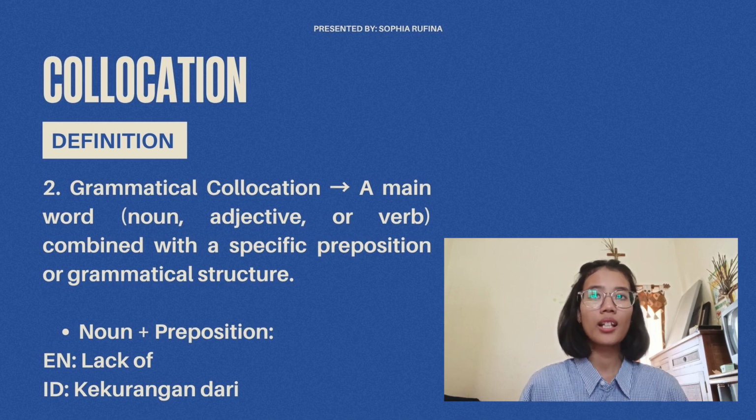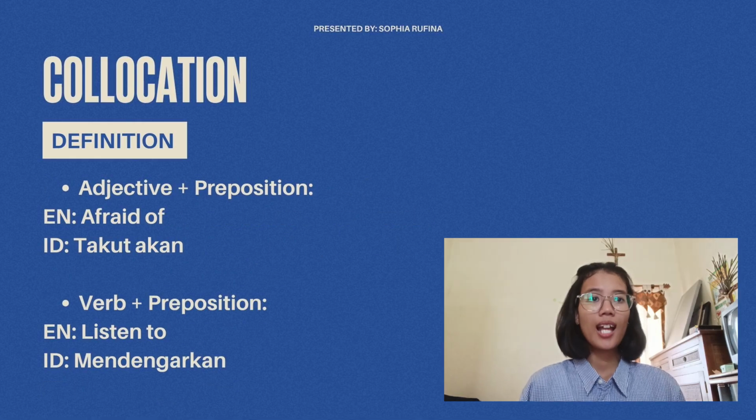For example, noun plus preposition combination. In English, we say lack of. When translated into Indonesian, it naturally becomes kekurangan dari. Next, adjective plus preposition combination. In English, we say afraid of. When translated into Indonesian, it naturally becomes takut akan.